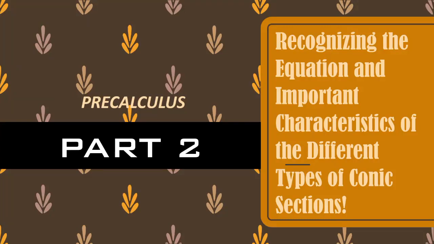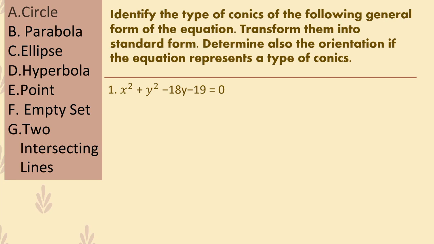Recognizing the equation and important characteristics of the different types of conic sections, Part 2. Identify the type of conics of the following general form of the equation. Transform them into standard form. Determine also the orientation if the equation represents a type of conics.